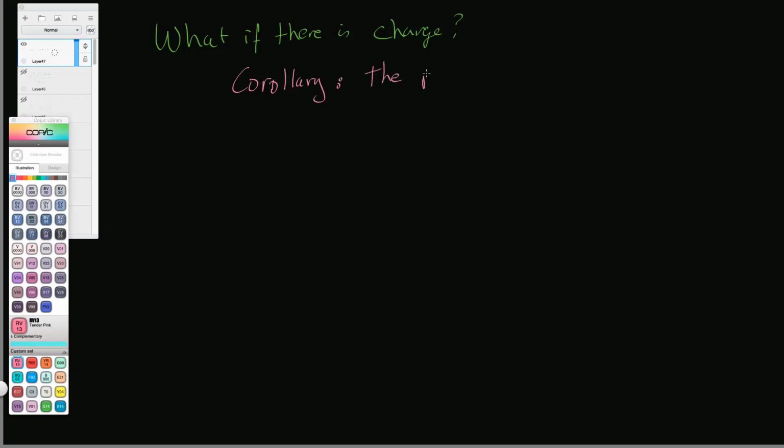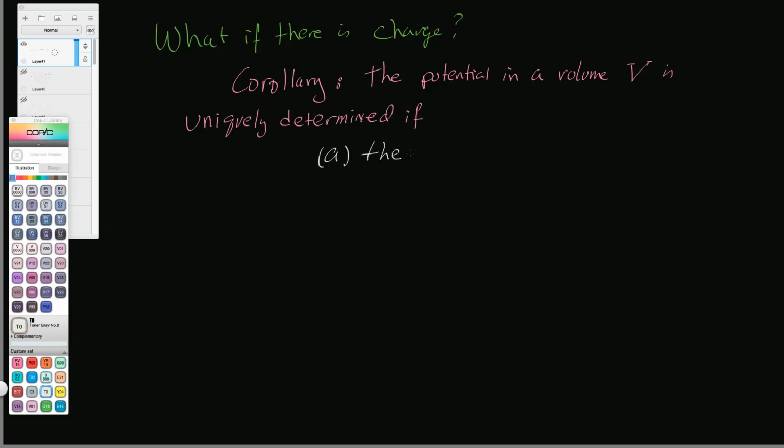The potential in a volume V is uniquely determined if two things. A, the charge density in V is specified. You got to know that.